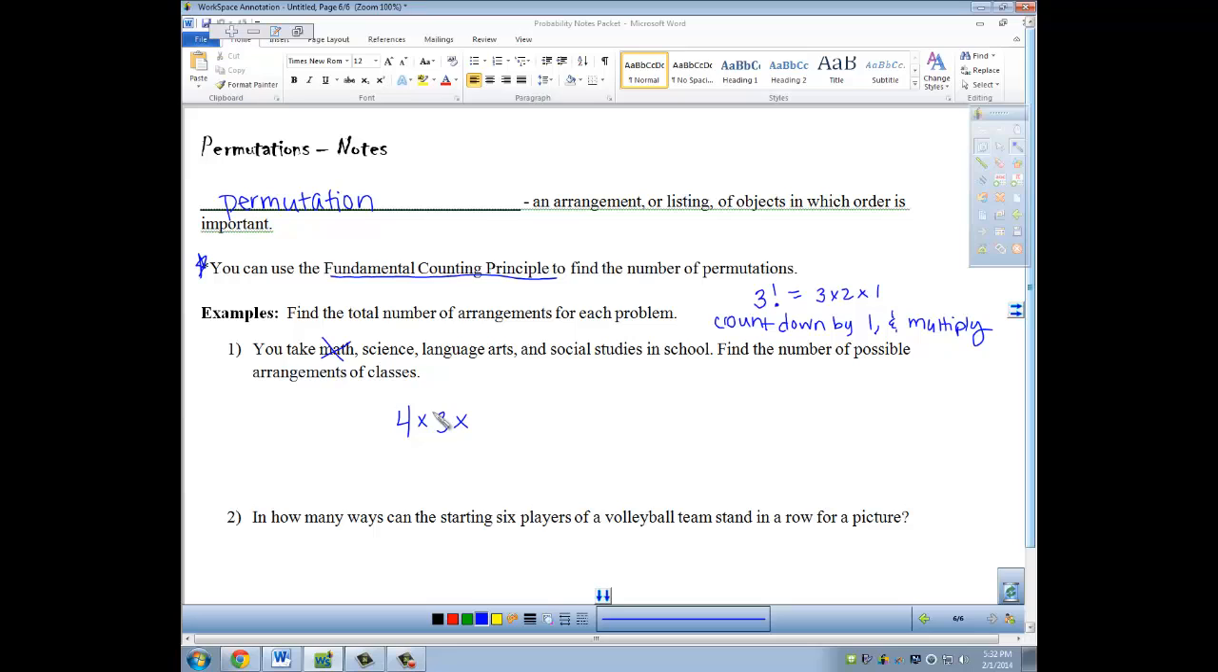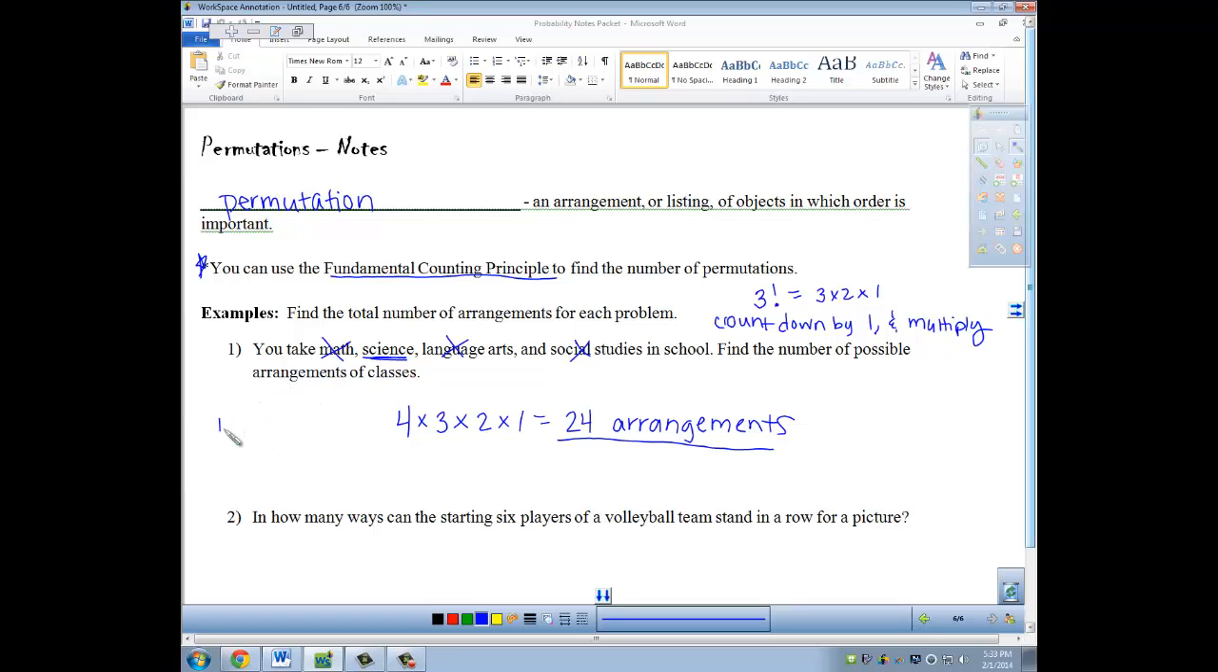So say for the second class you take, you choose language arts. So after you pick your first 2 classes, now you only have 2 classes left to choose from. So 2. Now say for that third class you pick social studies. And then last you only have 1 option. You can only choose science. So 4 times 3 times 2 times 1, that's going to give us 24 ways we can arrange it. So 24 arrangements. And that's our answer.